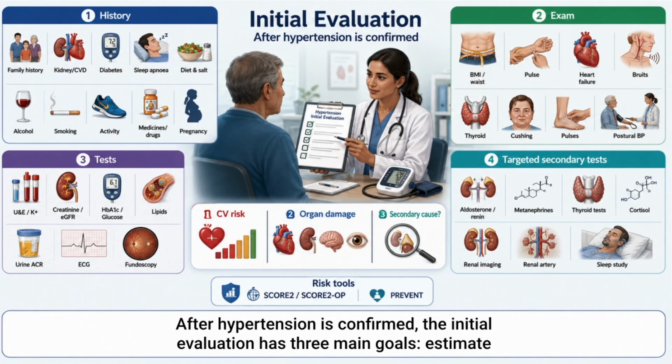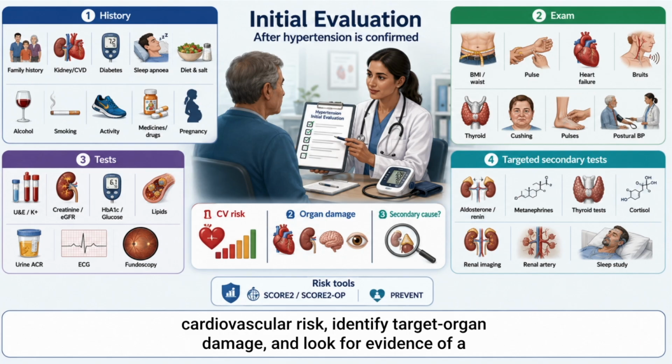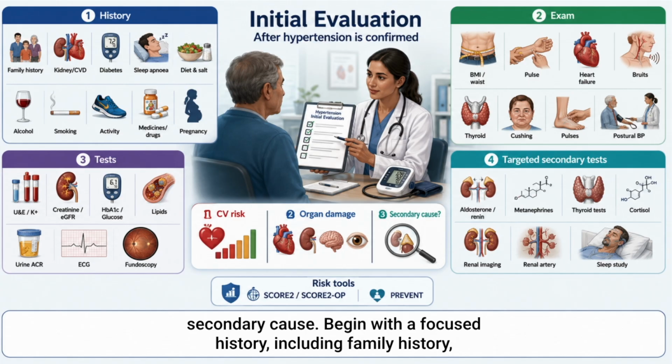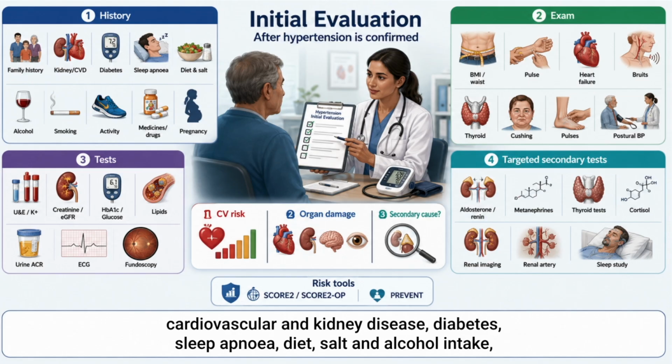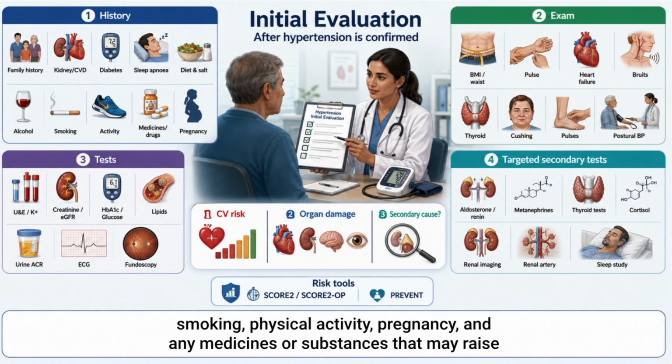After hypertension is confirmed, the initial evaluation has three main goals: estimate cardiovascular risk, identify target organ damage, and look for evidence of a secondary cause. Begin with a focused history, including family history, cardiovascular and kidney disease, diabetes, sleep apnea, diet, salt and alcohol intake, smoking, physical activity, pregnancy, and any medicines or substances that may raise blood pressure.